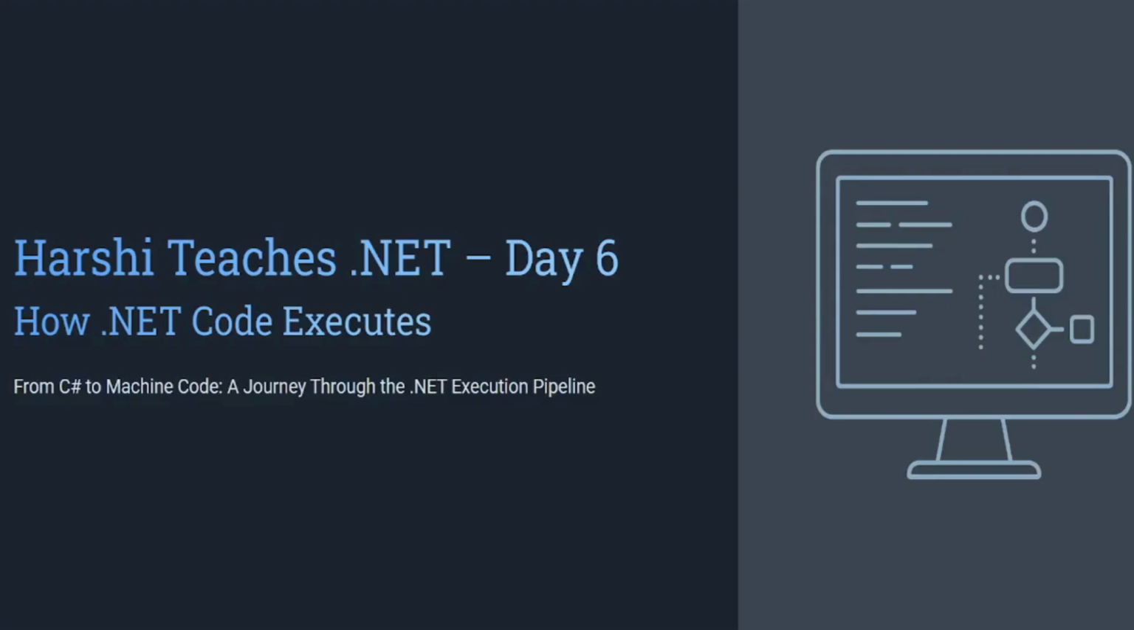In today's video, we are going to understand how .NET code actually executes. So, whenever we write a C# program and run it, we directly see the output, correct? But internally, the code doesn't execute immediately. It goes through multiple steps before it becomes something that the machine can understand. So, in this video, I'll explain the complete flow from C# source code to machine code step by step.